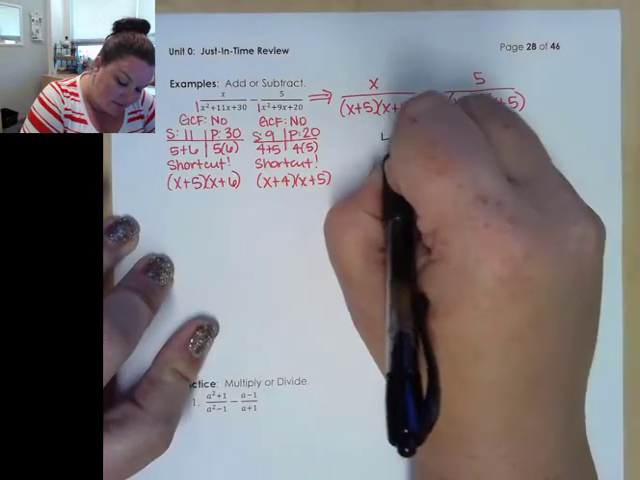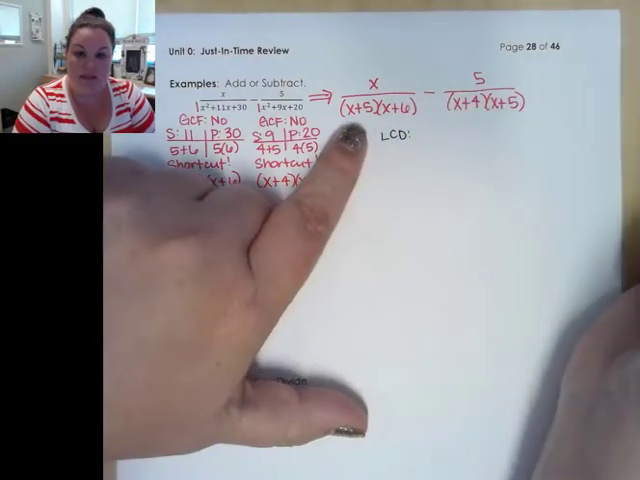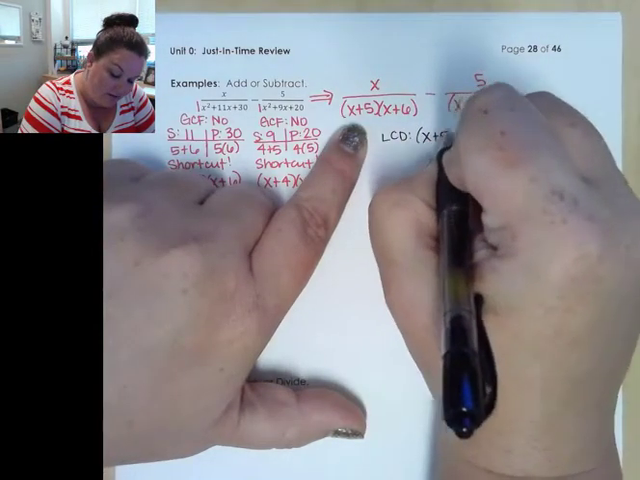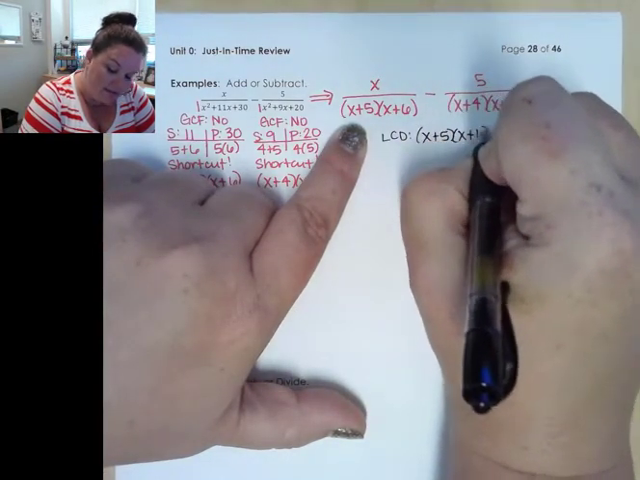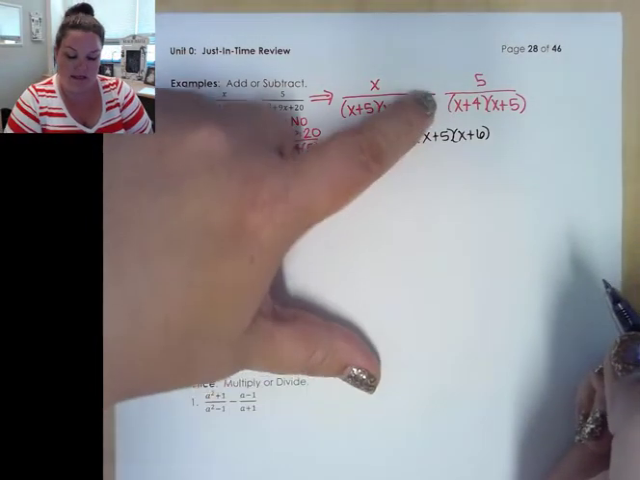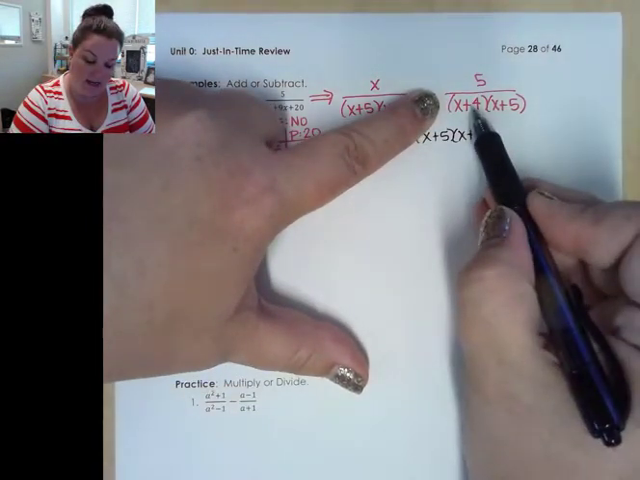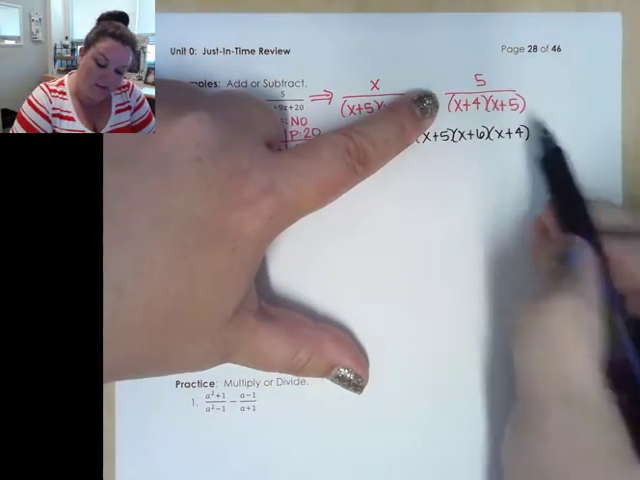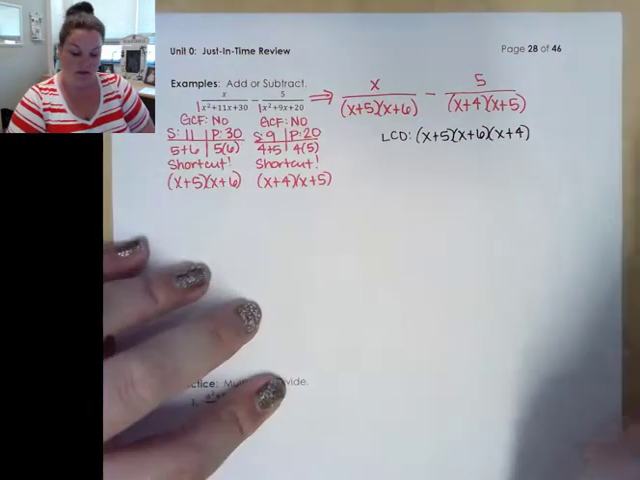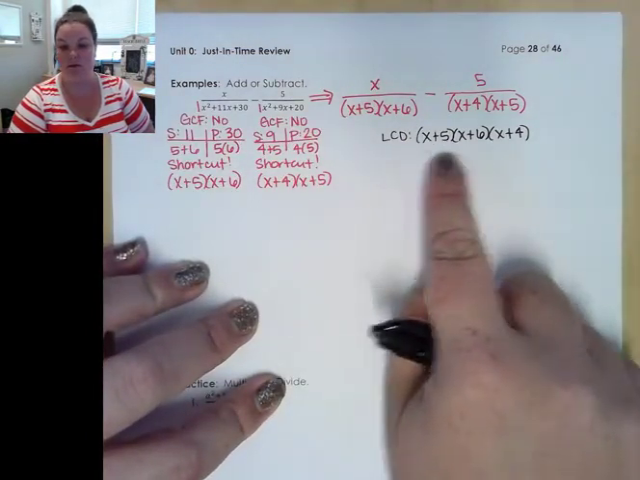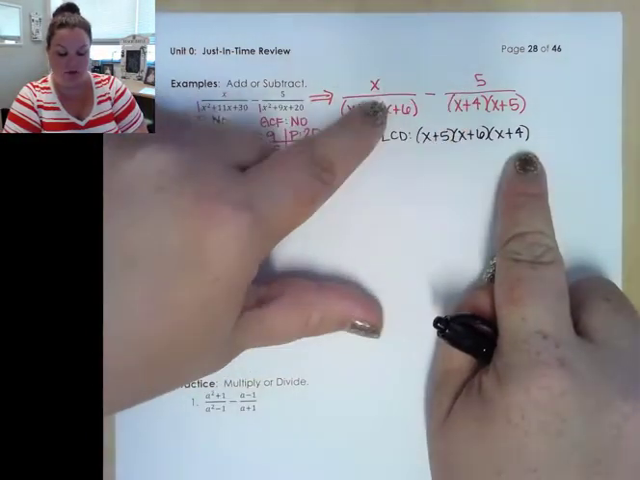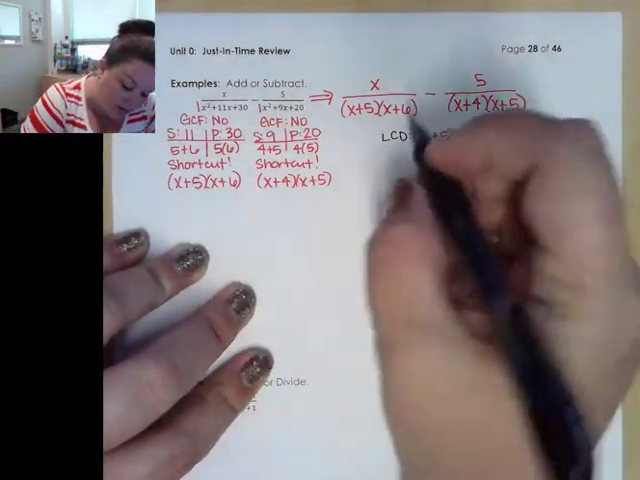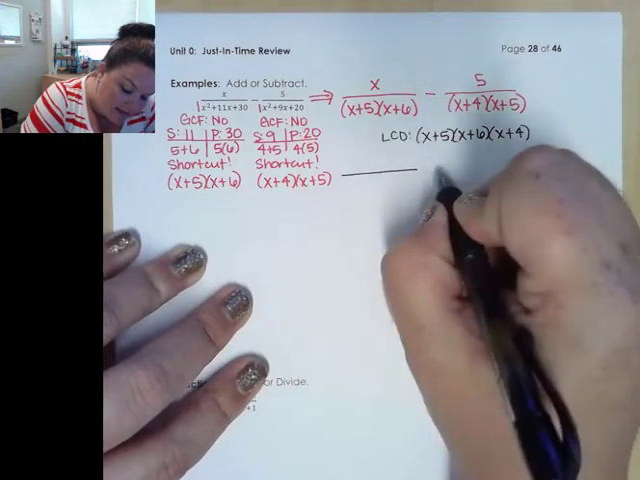So for this denominator, I would need an x plus 5 and also an x plus 6, right? For the second denominator, I would need an x plus 4, which I don't have, and an x plus 5, which I already have. So this is going to be my common denominator. I want to write both of these terms with this denominator, okay? So I'm just going to go ahead and write both of them as they are.